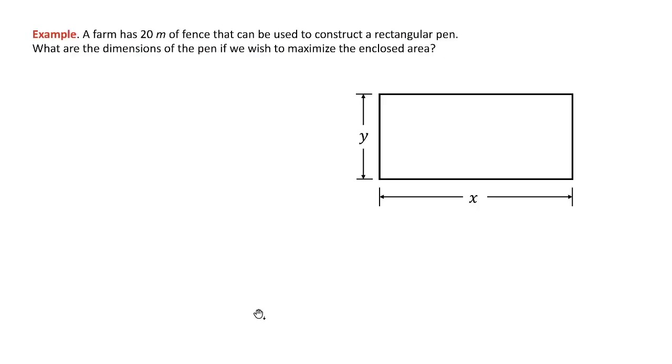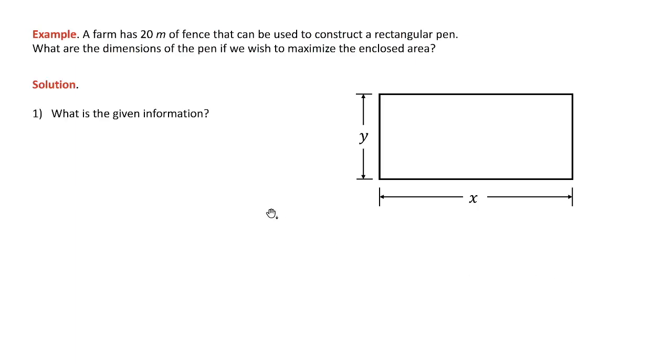Okay, so here's a typical case. It's an artificial problem. A farm has 20 meters of fence that can be used to construct a rectangular pen. What are the dimensions of the pen if we wish to maximize the enclosed area? Again, it's a very artificial problem, but again, it meets all the criteria. Again, it's useful to draw a picture. Draw a picture, right? Draw a picture.